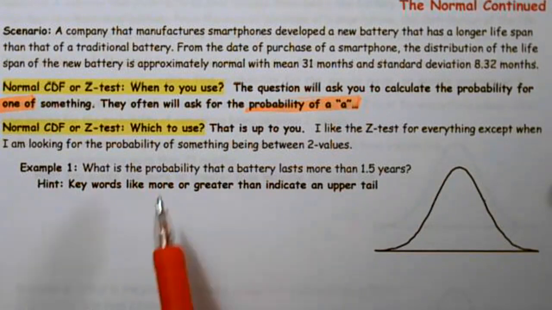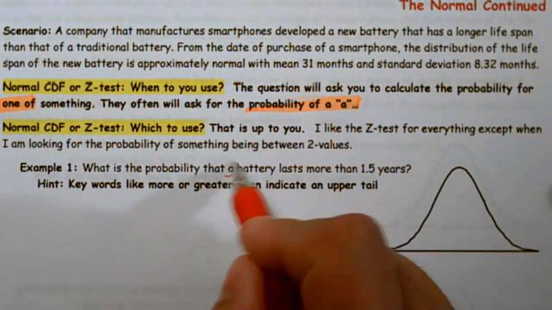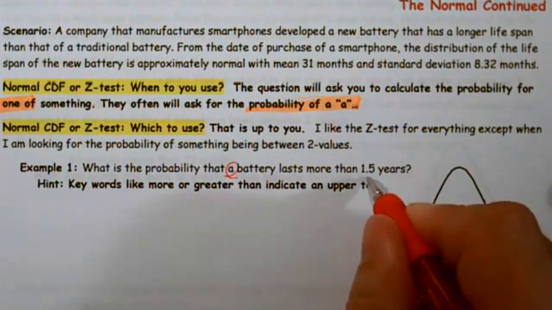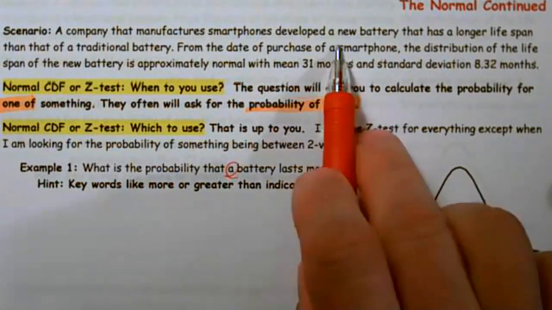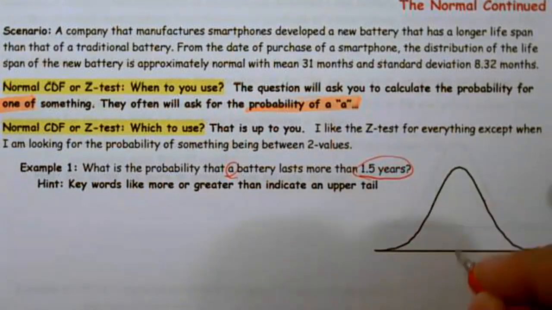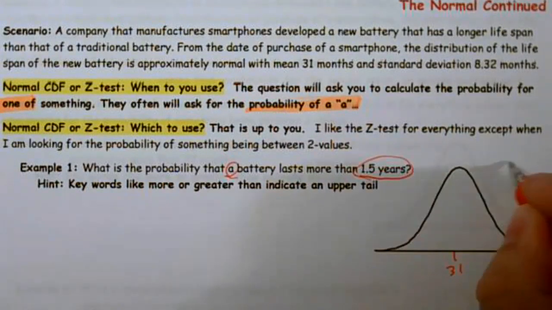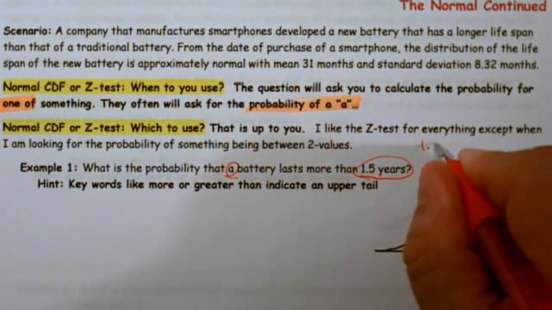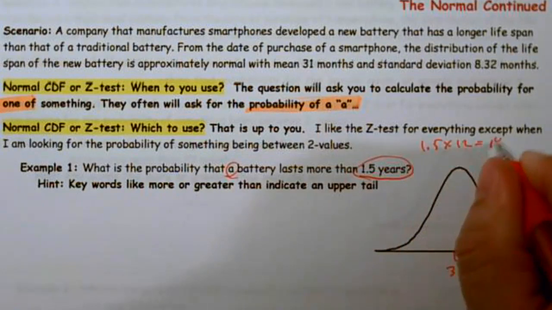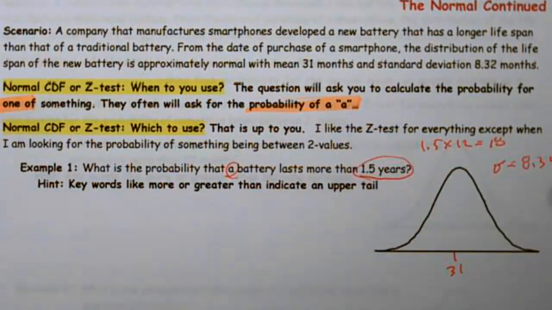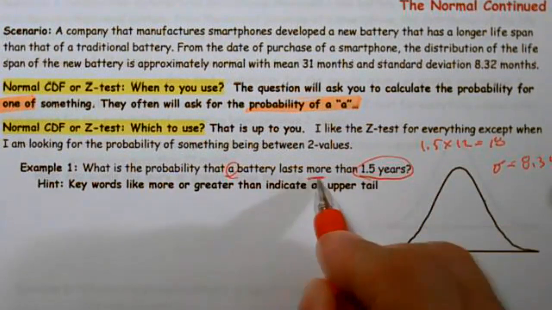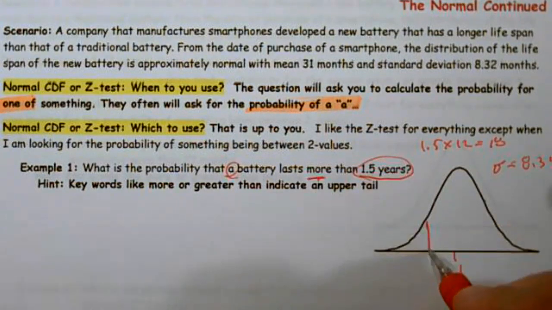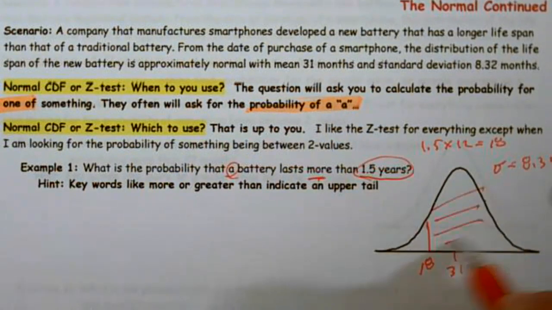All right. So what is the probability that a battery lasts more than 1.5 years? Well, first off, they've already given us this information, and we're still working with 31 months. Standard deviation is 8.32. So I need to take that 1.5 years and very simply convert it to months. So 1.5 times 12, giving me 18 months. So they want the probability that it'll last more. This is key word, more than 18 months. So 18 is down here, but because it's more, I'm shading up this way.